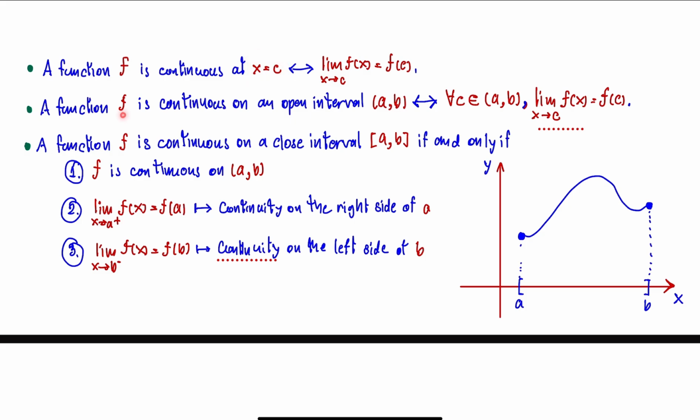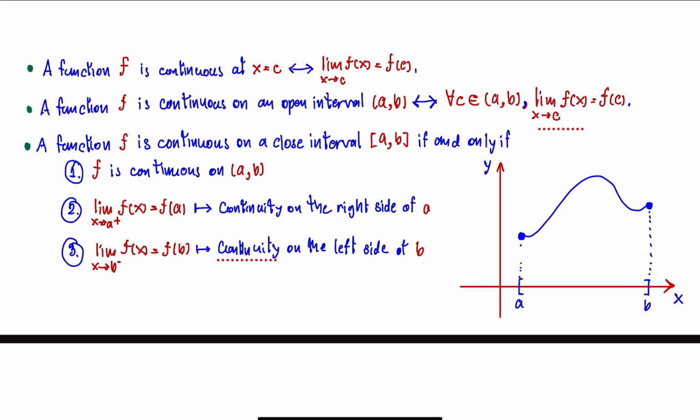The next one is that function f is continuous on an open interval from a to b if and only if for all values c in this interval, the limit of f(x) as x approaches c equals f(c). Meaning, if you want f continuous on the open interval from a to b, every point on this interval must be continuous, or satisfy this condition, for all values of c in this open interval.